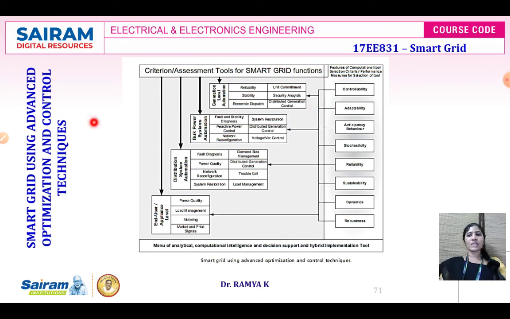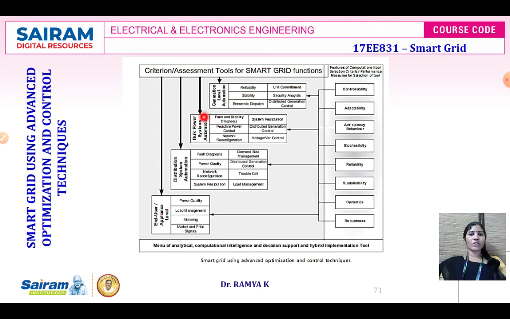In the next class, we will see in detail what is the smart grid and what generation level automation, bulk power system automation. If you are considering the generation level automation, for that reliability, stability, economic dispatch, unit commitment, security analysis, distributed generator control. So all this is going to be the important parameter under generation level automation.